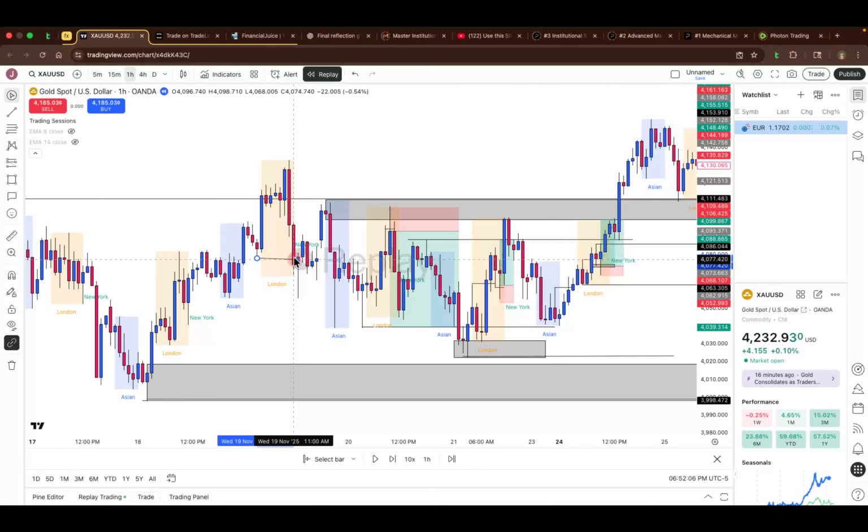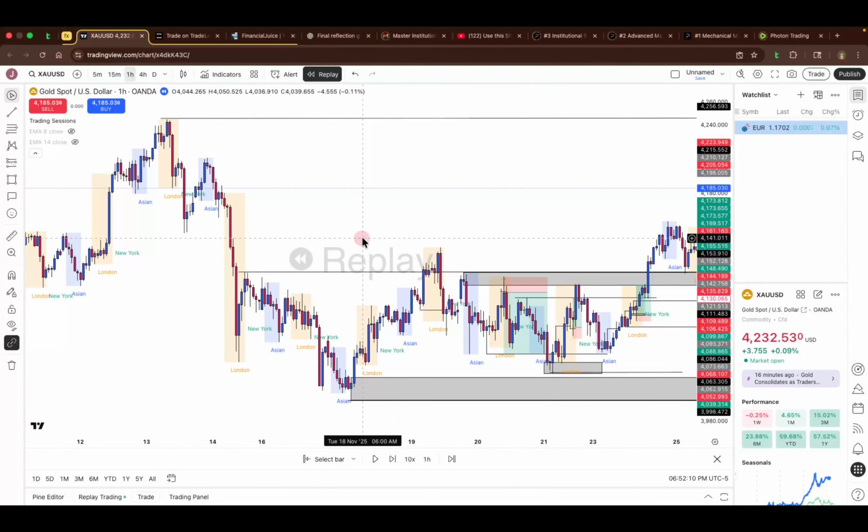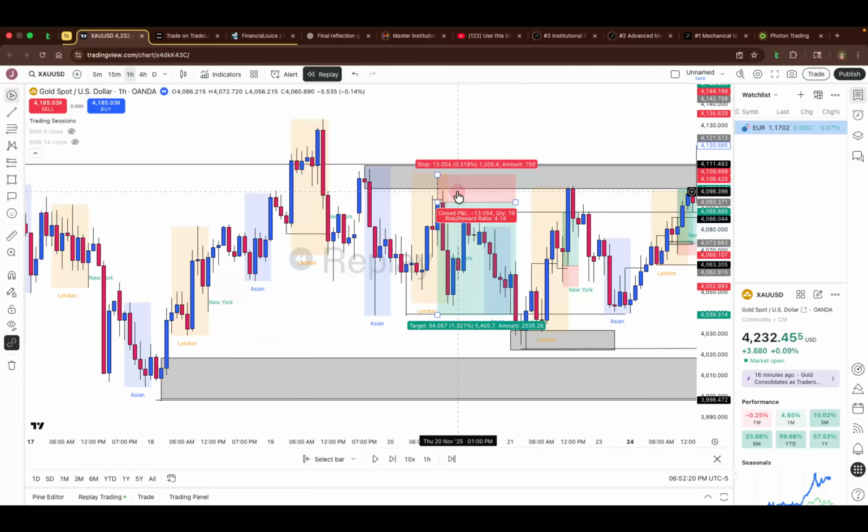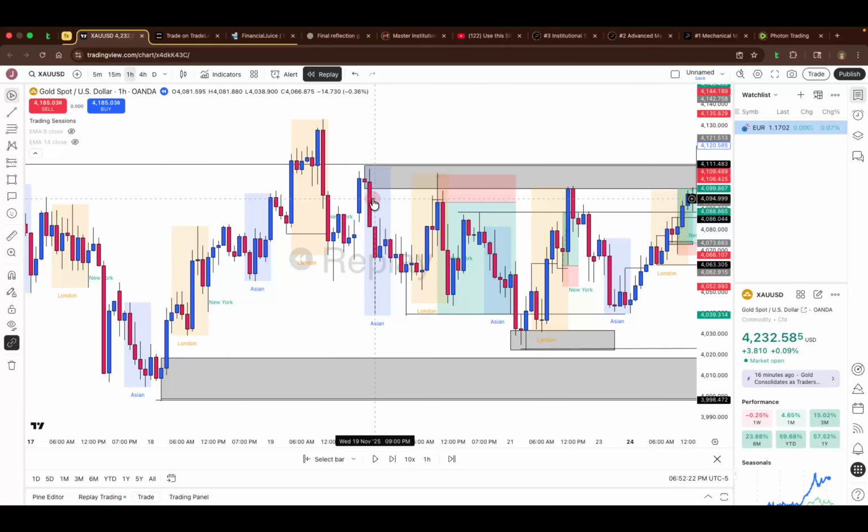Looking for the swing structure to shift bearish as well once we see a break of this. But as for now, we're looking for price to get all the way down here to take out this weak low that failed to break this strong high. So Asian session continues to create lower highs and lower lows. See a break of this.